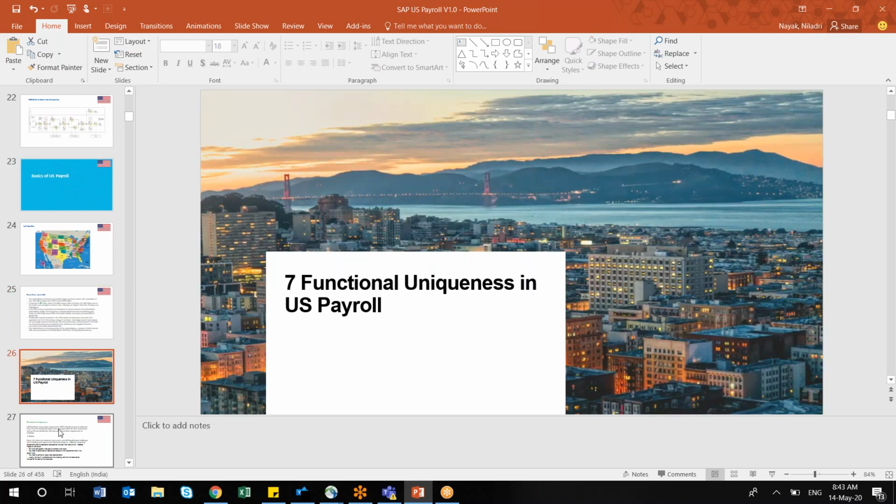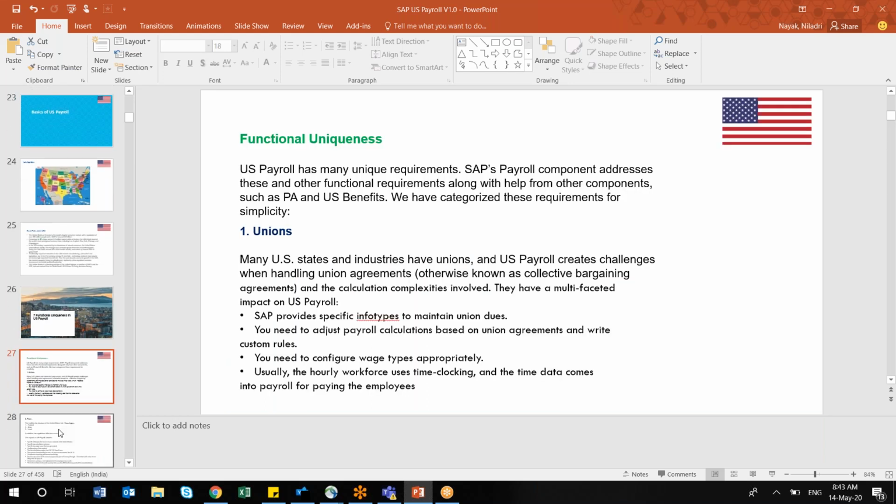Yeah. So today I'll be focusing on two topics: the functional uniqueness and the technical uniqueness. Okay, how US payroll is differentiated or compared to other countries' payroll. That uniqueness we'll be covering, and what are the 7 functional uniquenesses. So the first uniqueness is the union. Have you ever worked on any union payroll?